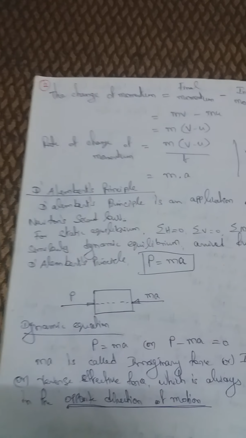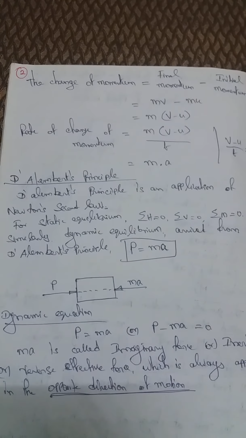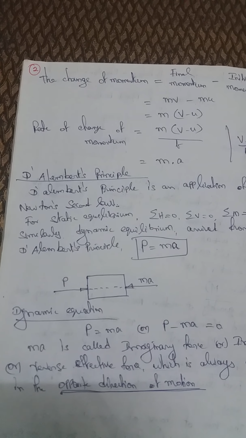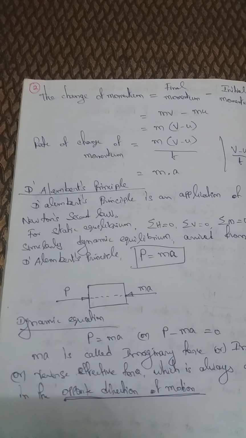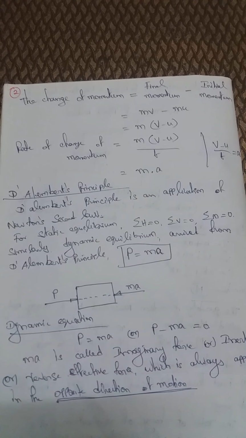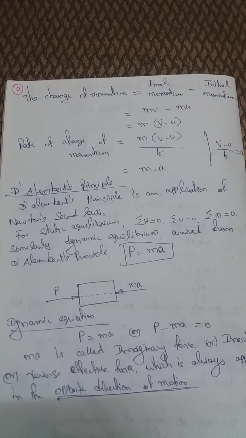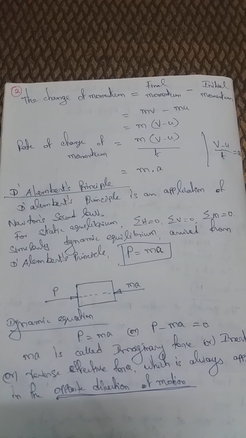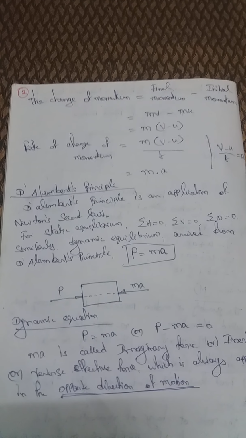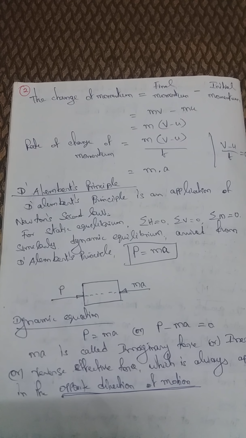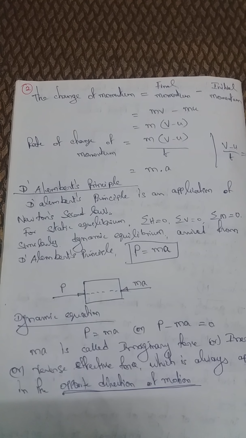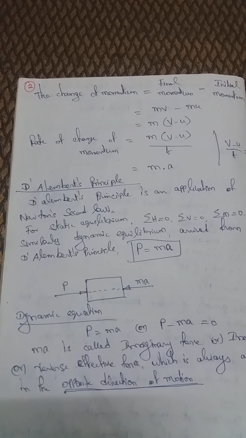So what is D'Alembert's principle? D'Alembert's principle is an application of Newton's second law. For static equilibrium, we are very familiar with the conditions of equilibrium, that is summation of all horizontal forces equal to 0, summation of all vertical forces equal to 0, and summation of all moments equal to 0. Similarly, here for dynamic equilibrium, we arrive from D'Alembert's principle, that is P is equal to ma.